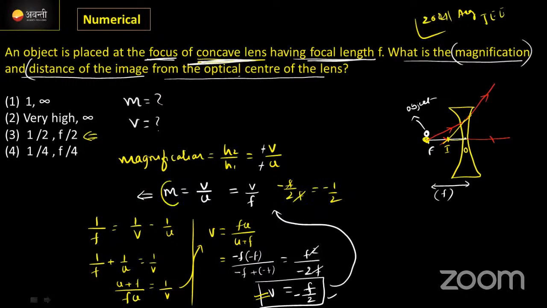Magnification I already told you. Take magnitude 1, it will become 1 by 2. Correct now. Means magnification हो रहा है 1 by 2 and image distance हो रहा है minus f by 2. Means which is the correct option among these 4? Option number 3. Right. Simple सा question था. Correct.